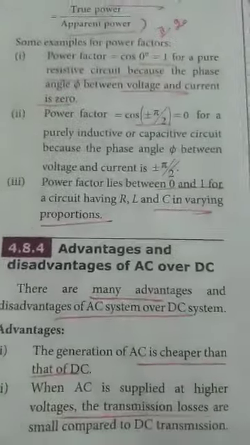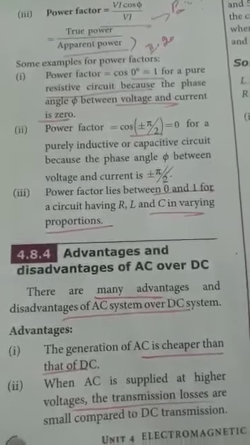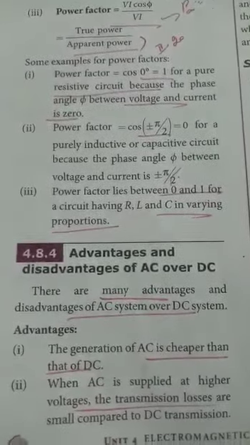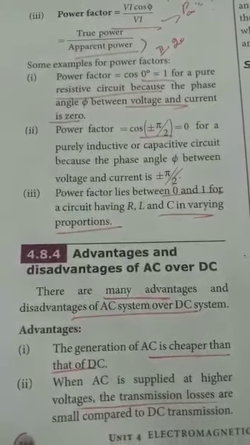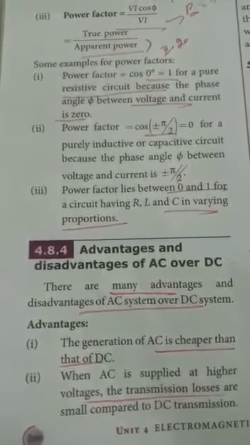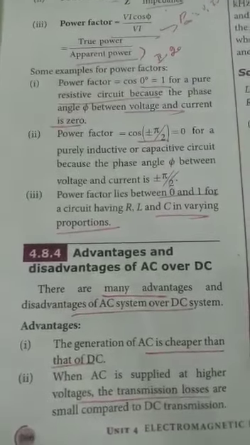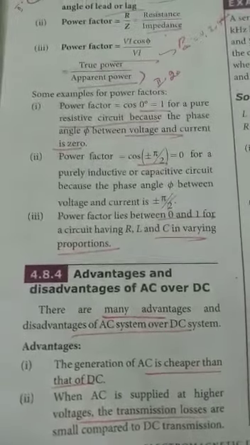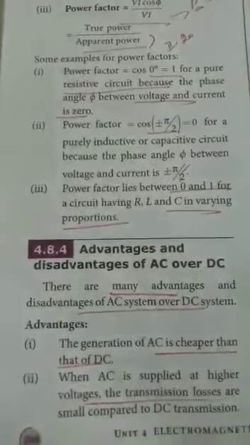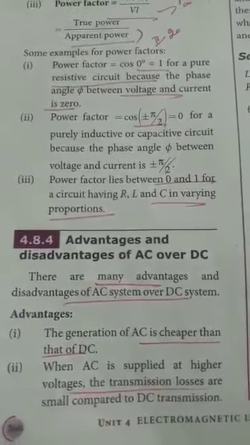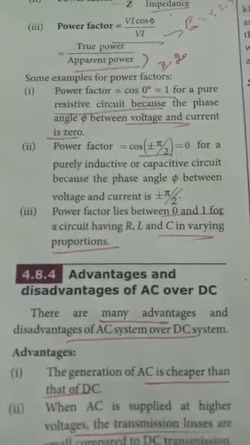Next, advantages and disadvantages of AC over the DC. There are many advantages and disadvantages of AC over the DC. First, we see the advantages. The generation of AC is cheaper than that of DC. That means we can generate the AC at a cheap rate when compared to the DC. And when AC is applied at higher voltages, transmission loss is small when compared to the DC transmission.